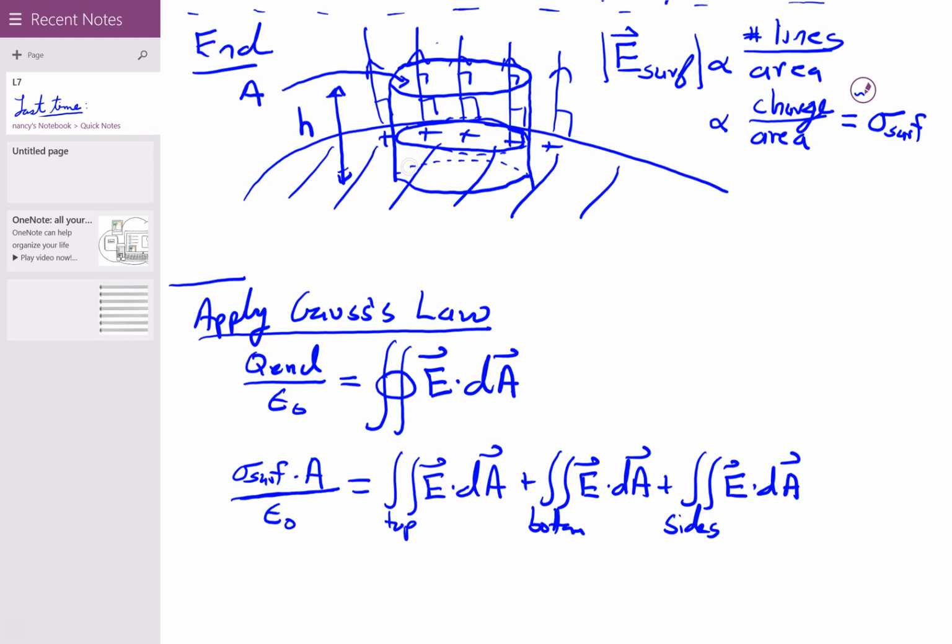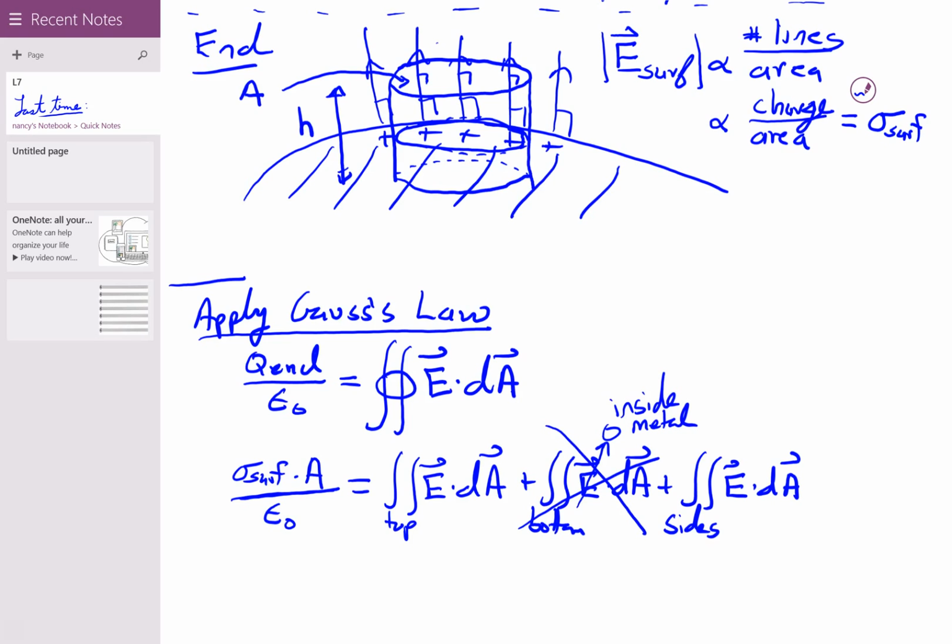When I go to the bottom, the nice thing is we are inside the metal, and we know that inside the metal there is no electric field. So the electric field here is 0 inside the metal, or the conductor. So we know that whole term is going to vanish on us. We don't have to worry about it.